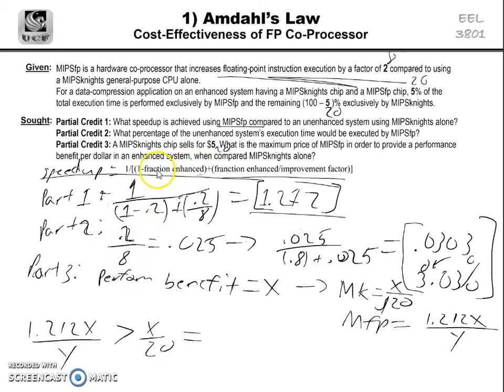For part 2, I'm looking for the percentage of the unenhanced system execution time that would be executed by MIPS FP. I wasn't too sure how to go about this, so I went with a very basic approach. I took the time that it would take for the MIPS FP on its own to execute an instruction. So that's 0.2 divided by 8, and that equals 0.02. And I put that over the execution time that it would take to execute an instruction in total, right? Which is where this comes from. It's basically just this. I just put 0.025 at the top instead of 1. And that gave me approximately 3.03%, because this is a repeating number.